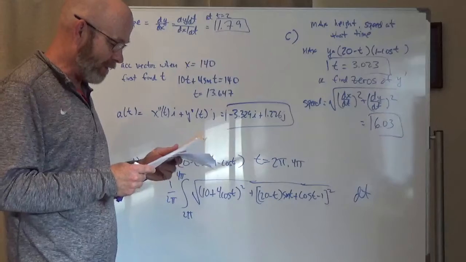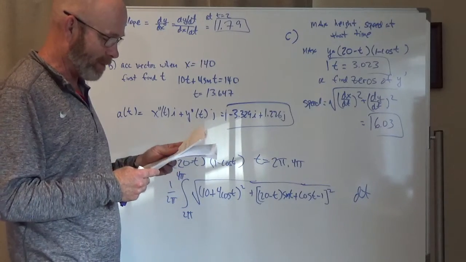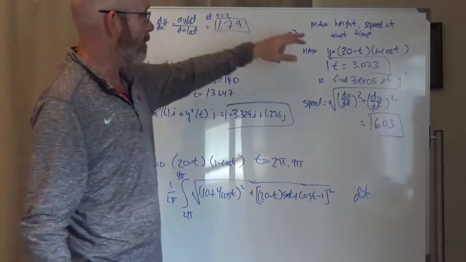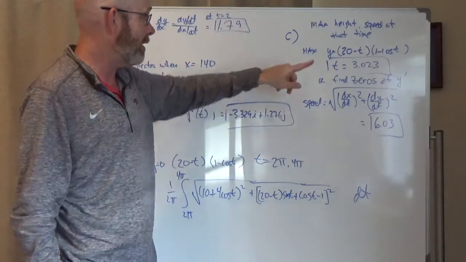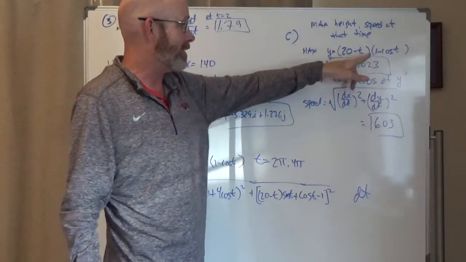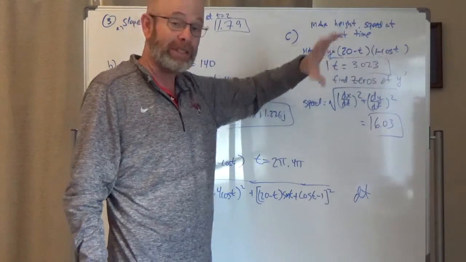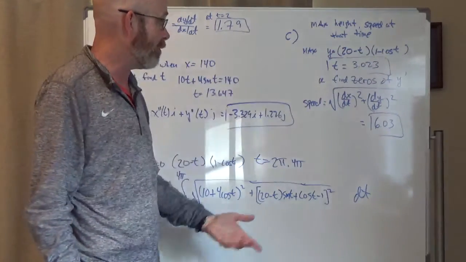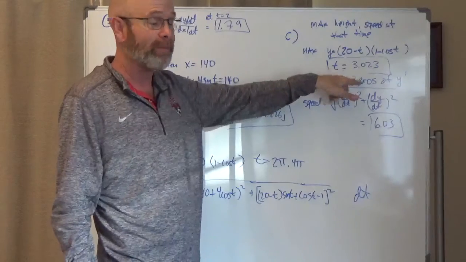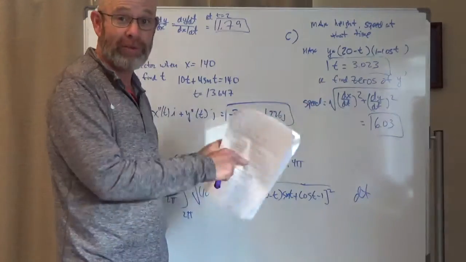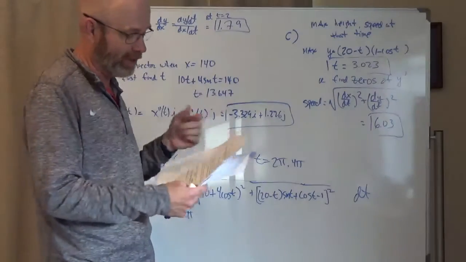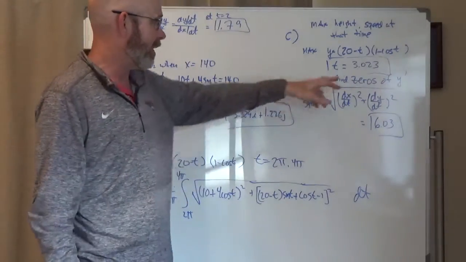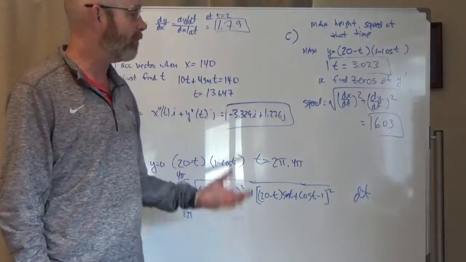Part C says find the time when the car is at maximum height and find the speed. So the maximum height just occurs at the maximum y value. So you have two ways to do that. I took my y, which is 20 minus t times 1 minus cosine t, and just went to my calculator, asked it to find the maximum value for me. It was at 3.023. The other way to do it, of course, is you have the derivative also. So the maximum value is going to occur when the derivative equals 0. So you could take the derivative and set it equal to 0. You're going to get that same 3.023.